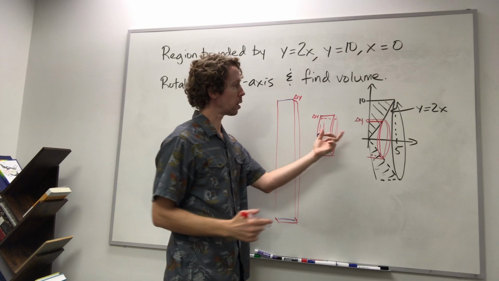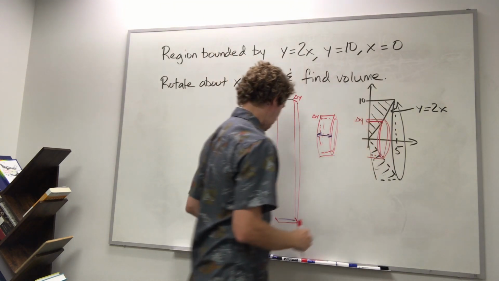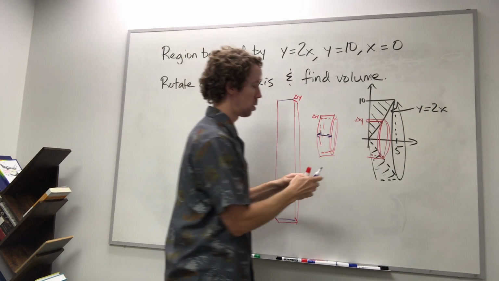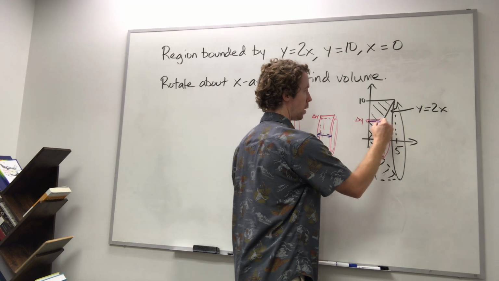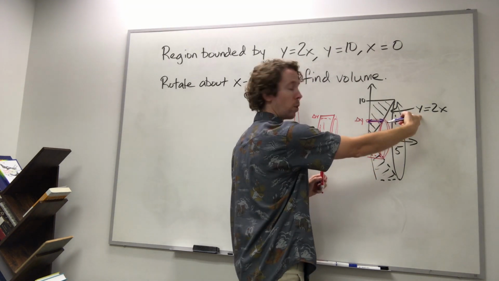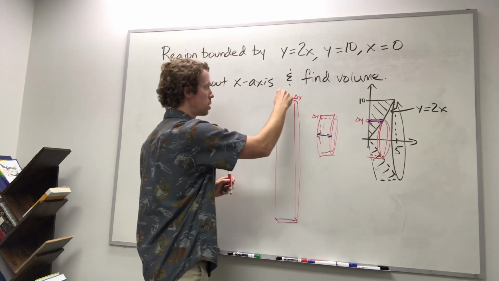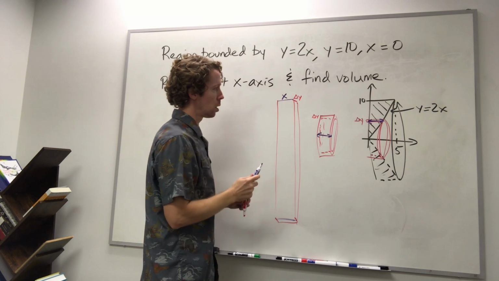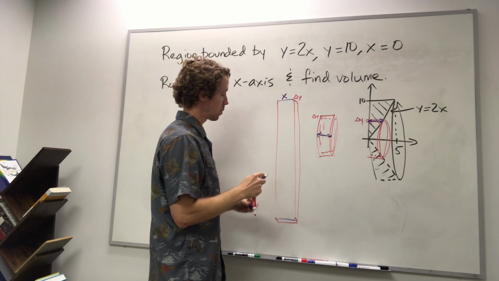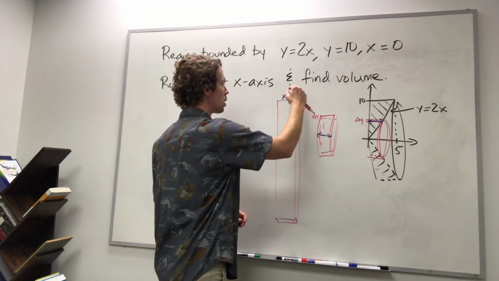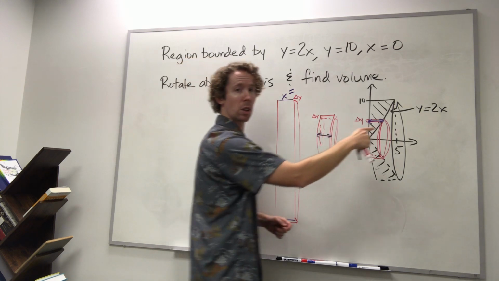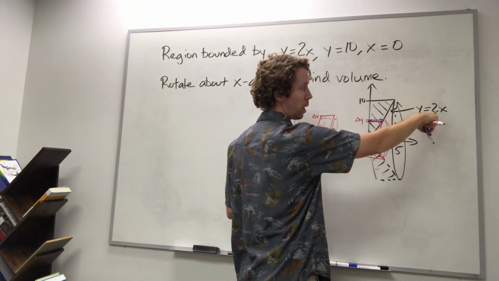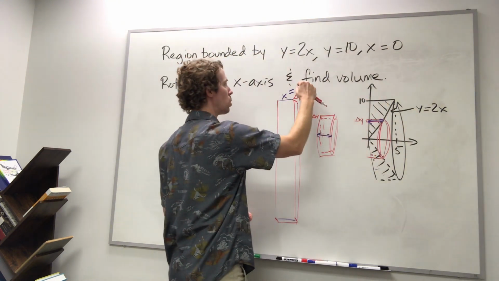The purple length is just the x value along this line, y equals 2x. So this is the x value. And x, if I solve for x on this line in terms of y, that's y divided by 2.